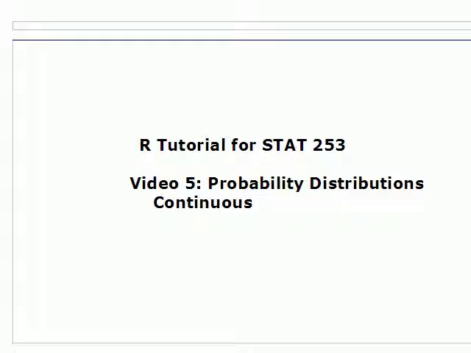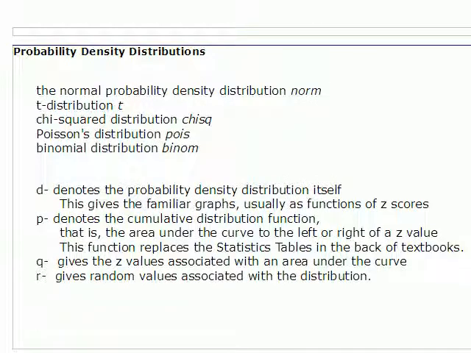This is a tutorial on two of the continuous probability distributions, the normal distribution and the t-distribution. Of course, there are many others, but once you get the hang of it, you can plot some of the others in R. R has a convention that it uses for all of these distributions, both the continuous and the discrete.